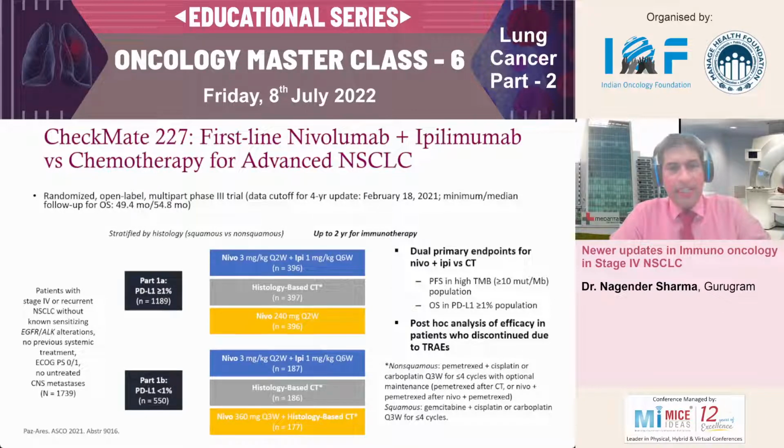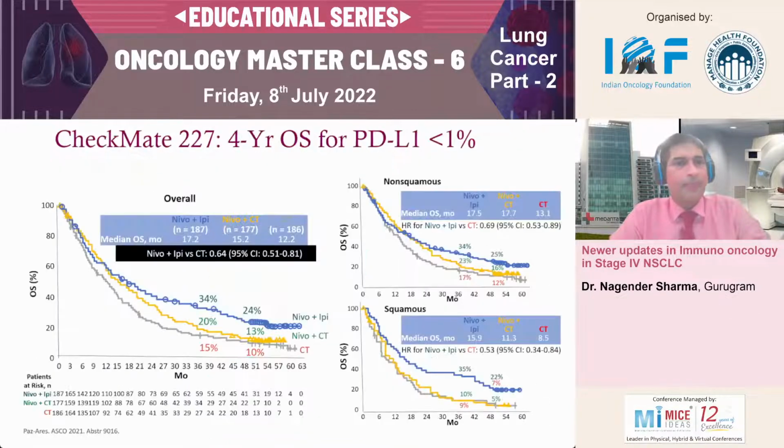So Part 1A was PD-L1 greater than or equal to 1%, and Part 1B was PD-L1 less than 1%. Nivolumab 3 mg per kg every 2 weeks and ipilimumab 1 mg per kg every 6 weeks was used, and in another arm nivolumab was also used in the same dosage. The dual primary endpoints of the Nivo-Ipi arm were PFS in those patients with high tumor mutation burden, and overall survival in the PD-L1 greater than or equal to 1% population. And a post-hoc analysis of the efficacy in the patients who discontinued was also checked. So as you see, the overall survival was favoring the Nivo-Ipi arm.